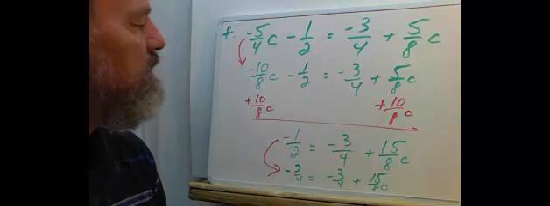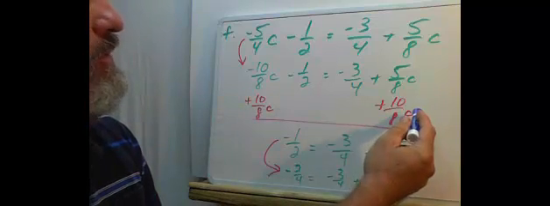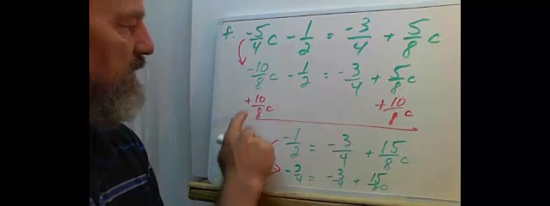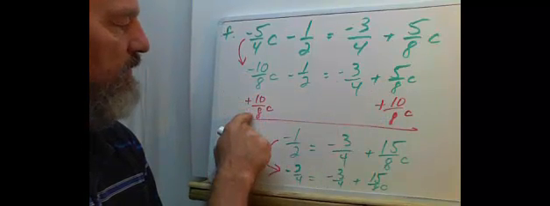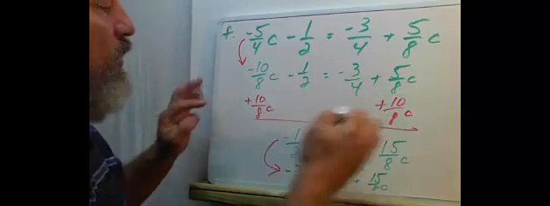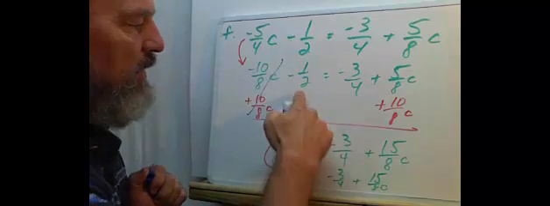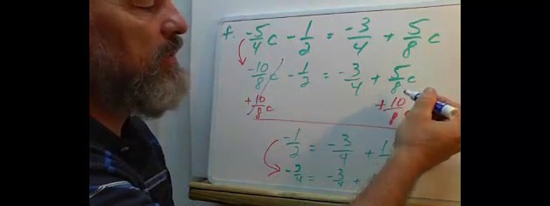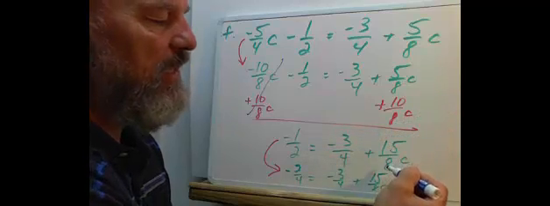We have -10/8 C. Taking a look at it, negative C is less than any amount of positive, so we're going to add that amount of C, which is 10/8 C, to both sides of the equation. These cancel out, and we have nothing but -1/2 on this side. We then have 5/8 plus 10/8 would be 15/8 C.